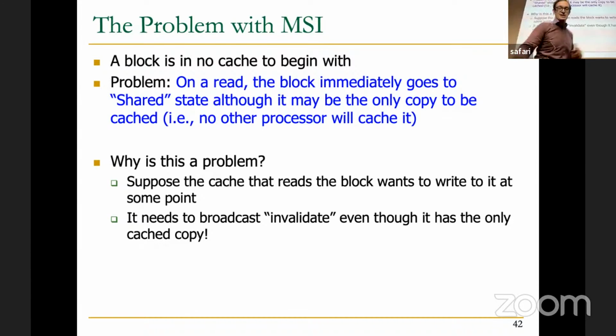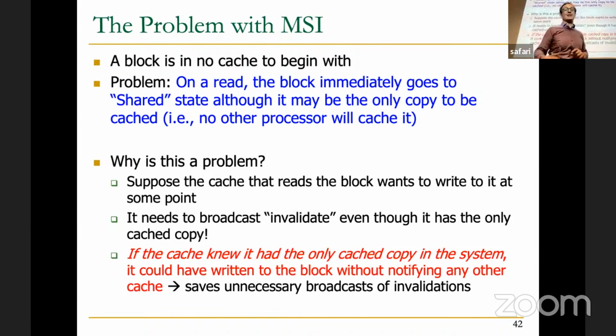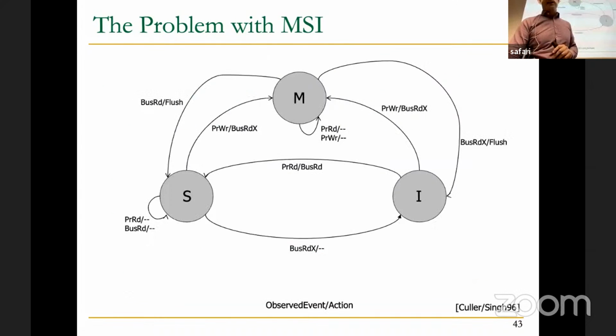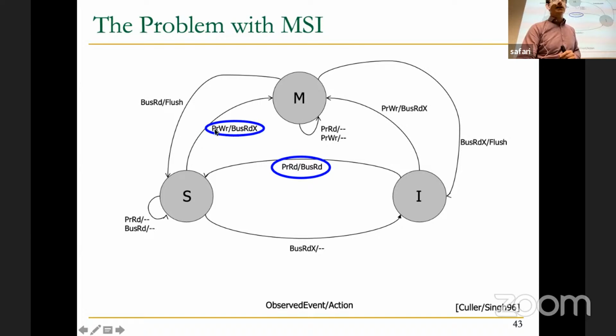It has to do invalidations. But if the cache knew it had the only cached copy in the system, it could have written to the block without notifying anyone else. This saves unnecessary broadcast of invalidations. And essentially, the problem is here. You don't have the block. You get a read. You read the block. You go into the shared state. And then when you want to write to that block, you send a lot of invalidations and then go to the modified state. Here you have the block exclusively to yourself. Not necessarily, as we will see, but you can update the block essentially.